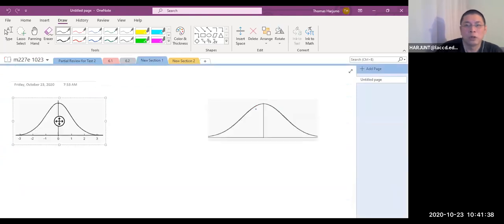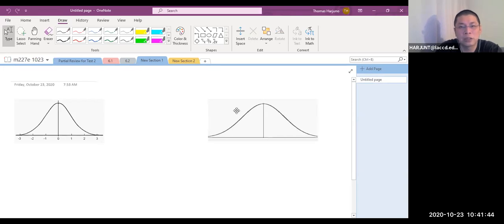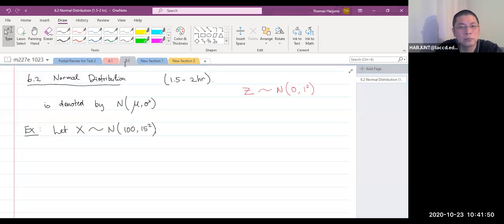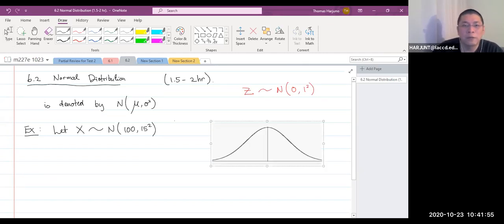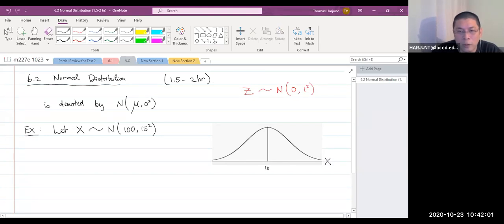Now, normal distribution actually has the same curve. The difference is right now, the mean is not 0 anymore. The mean is 100 in this case. They will tell us the mean, they will tell us the standard deviation. Because it is not standard normal distribution, you are not allowed to use capital C anymore.